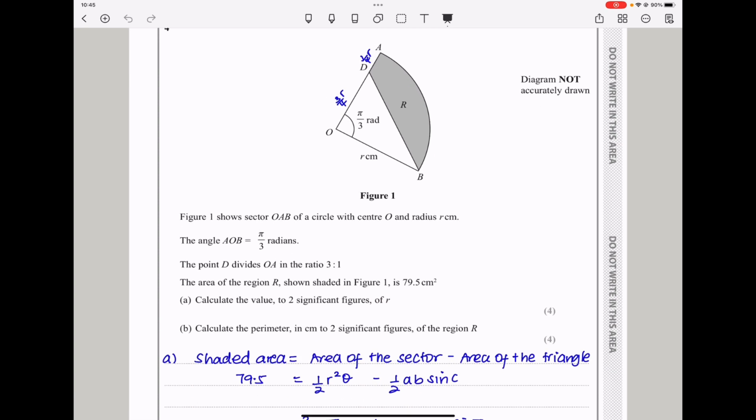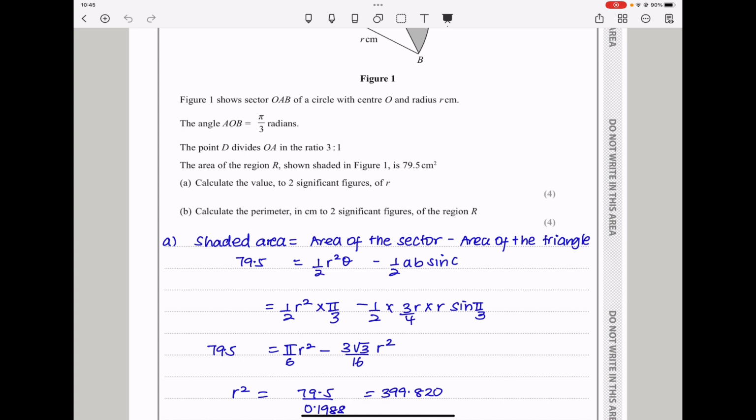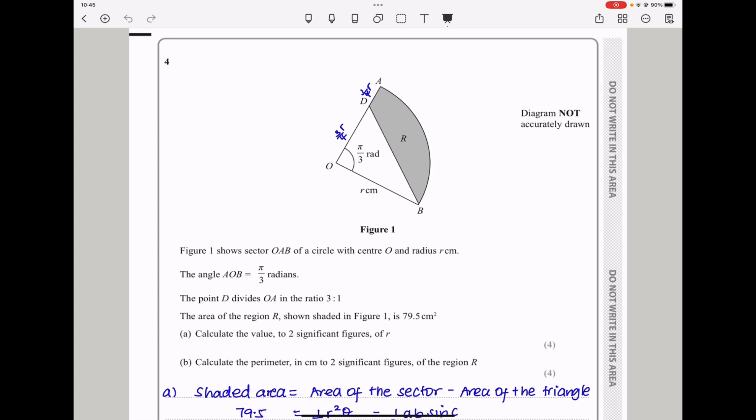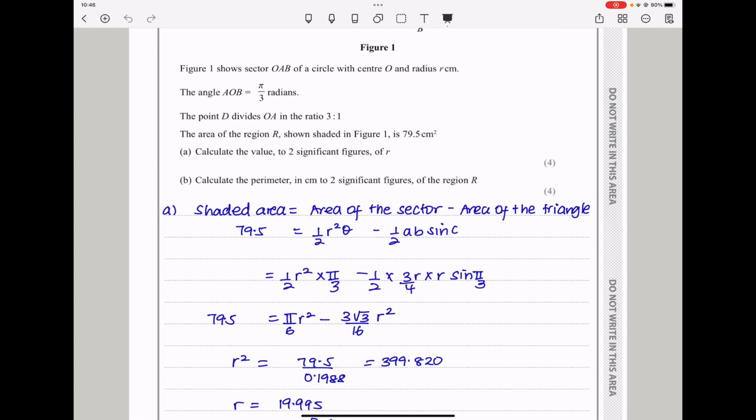So we need to know that shaded area should be area of a sector minus the area of a triangle. So here I said shaded area, which is 79.5, should equal the area of the sector, which is a half r squared theta, minus the area of the triangle, which is a half AB sine C. So substituting, I get 1 over 2 radius squared times the angle, which is pi over 3, minus a half times AB. A is going to be this one here, and B is going to be that, whichever you choose. So which is 1 over 2 times 3 over 4 r times radius times the sine of pi over 3. To simplify this, I get that. And to simplify this, I get that.